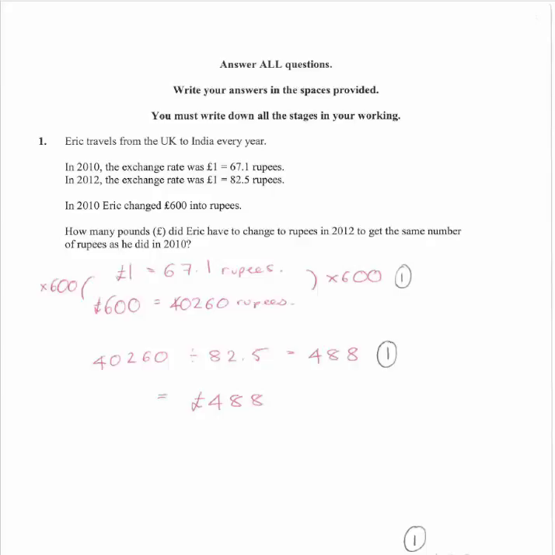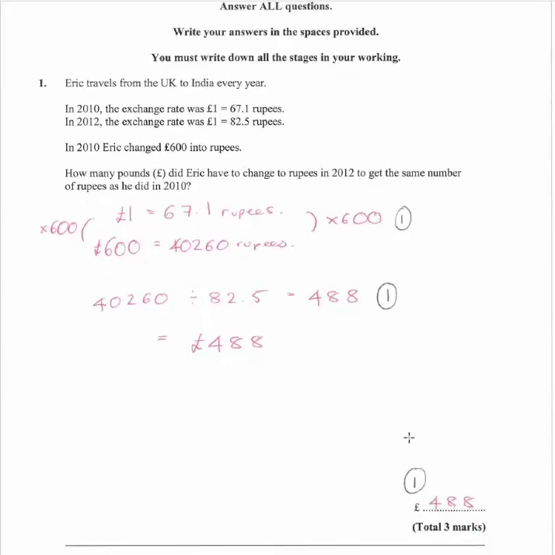So question 1, he goes to India from the UK every year. We've got two exchange rates, and in 2010 he changed £600 into rupees, and then we want to find out how many pounds he had to change into rupees in 2012 to get the same number as he did in 2010.